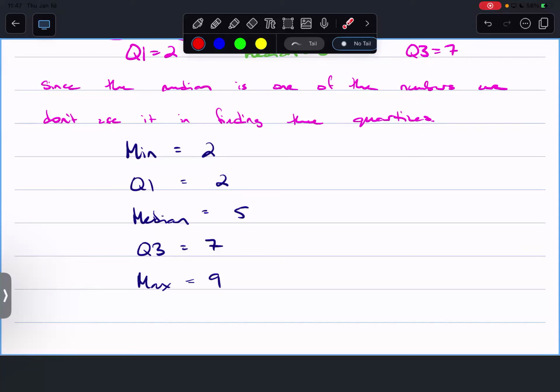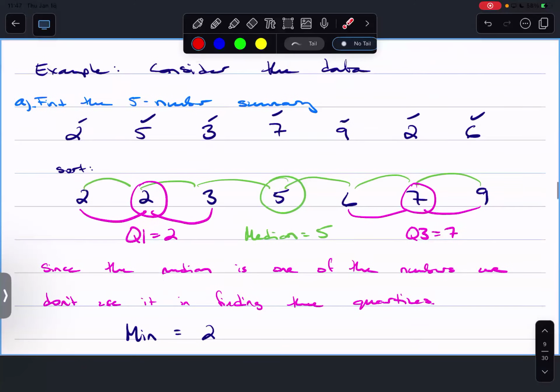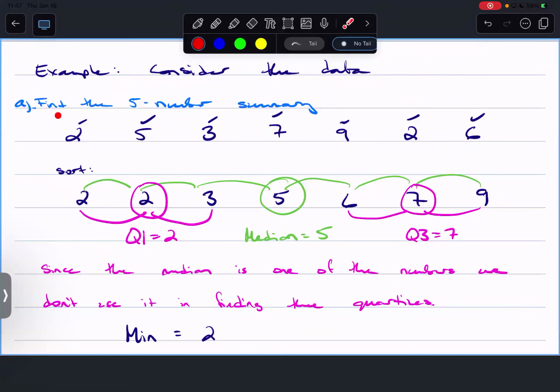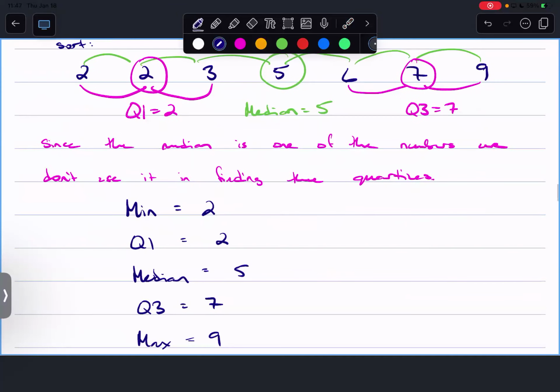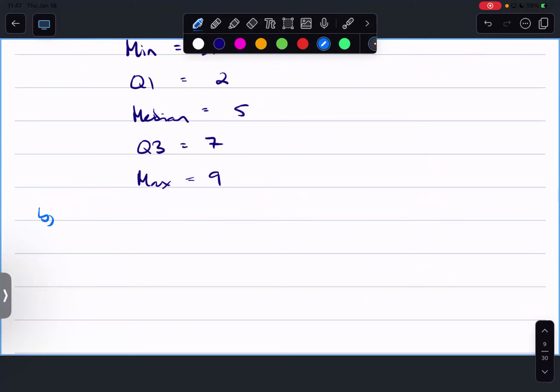And so, all right. So now, part B of this question. So we found the 5-number summary. Hooray. Now, on the test, A is going to be find the 5-number summary. And I promise it will be like this. Part B is going to be, are there any outliers? Uh-oh. Are there any outliers?